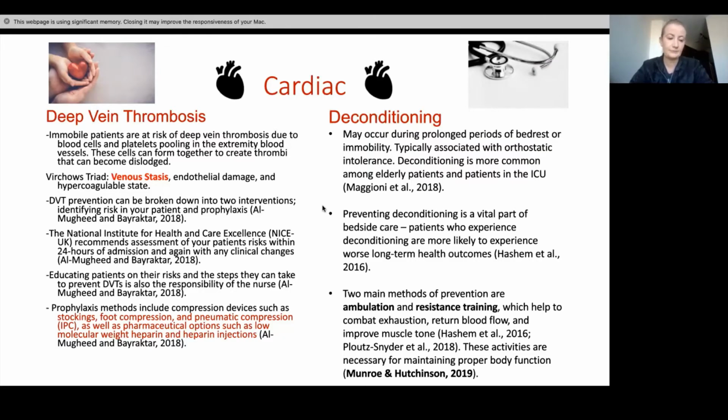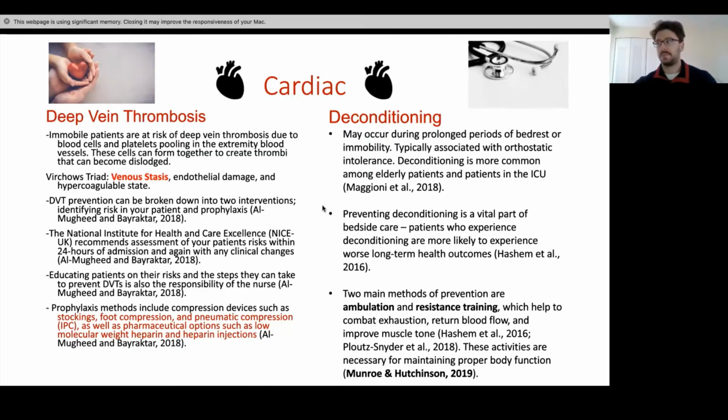So I'm going to talk a little bit about deconditioning. Deconditioning may occur during periods of prolonged bed rest or immobility. This is typically associated with activity intolerance, elevated resting heart rate, and orthostatic intolerance, which is relieved by returning to a reclined position. So basically, patients don't like getting out of bed and they find getting out of bed exhausting.